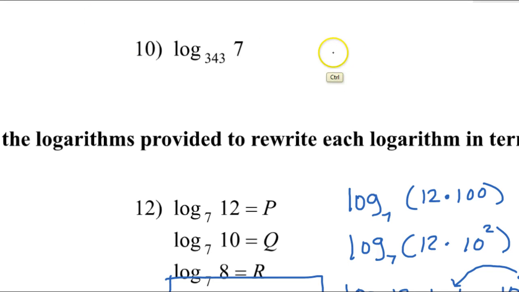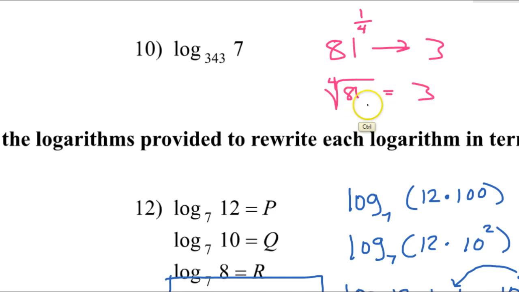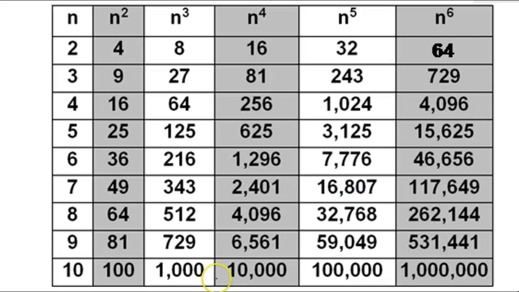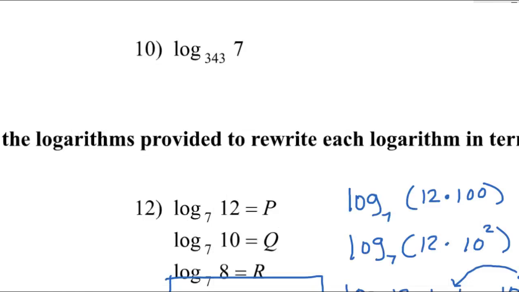So for example, if I wanted to turn 81 into a 3, what I could do is the 1/4 power, because this would really be the 4th root of 81. And the 4th root of 81 is 3. Now, if you did not know that off the top of your head, you could get that from this chart by going backwards. The 4th root of 81 is 3, like that.